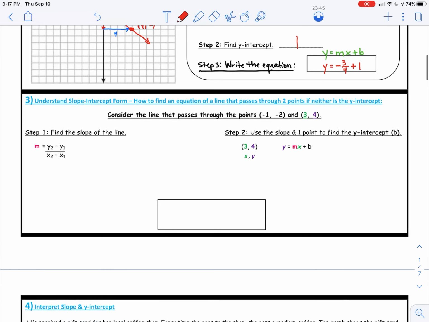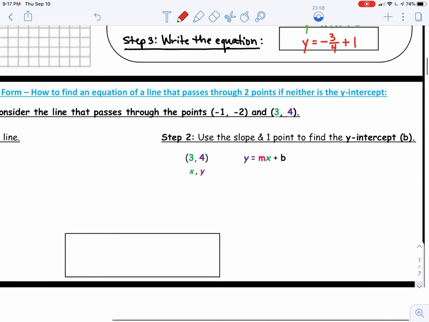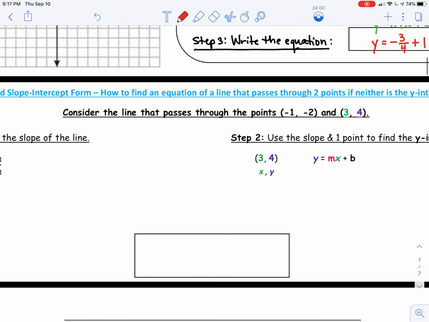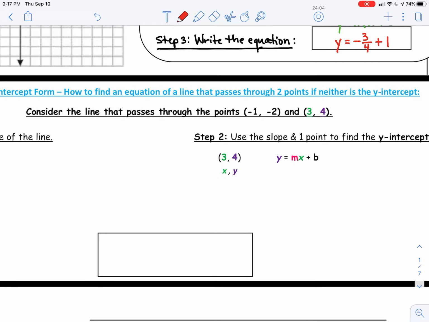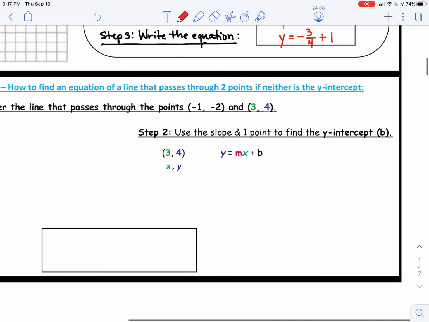Okay, now on number 3, we're going to understand slope-intercept form, how to find an equation of a line that passes through 2 points if neither of those is the y-intercept. And I mentioned that just a moment ago. So this is going to be 2 sets of points, and you'll notice right up here we say consider the line that passes through the points -1, -2, and 3, 4.